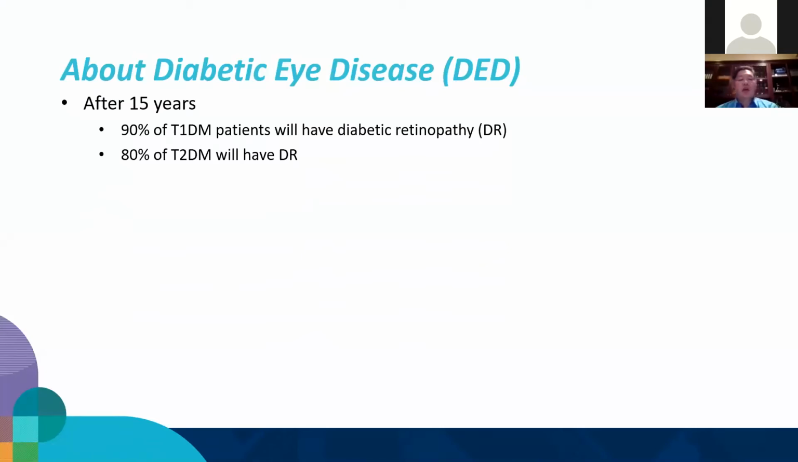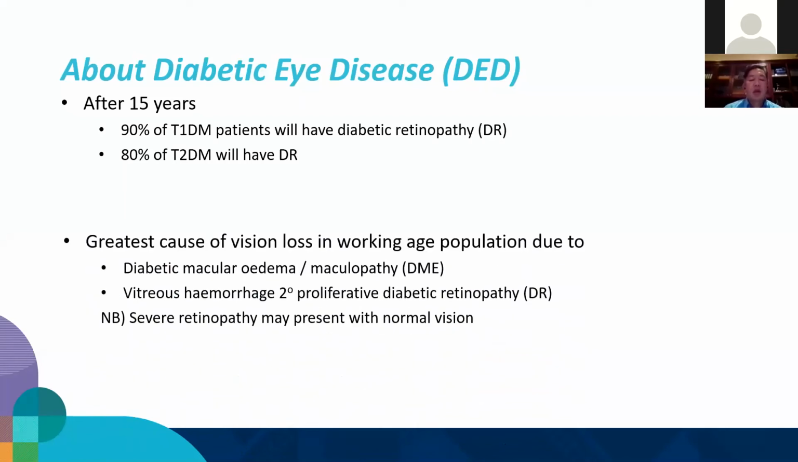Now, the longer you have diabetes, the more likely you are to develop diabetic retinopathy, between 80 to 90% after 15 years. It is the greatest cause of visual loss in a working age population, and that's due to the diabetic macular edema or maculopathy, or if it's sudden onset, usually a vitreous hemorrhage secondary to proliferative diabetic retinopathy. So the thing is that patients may have severe diabetic retinopathy, but their vision may be normal because it's yet to affect their macula.